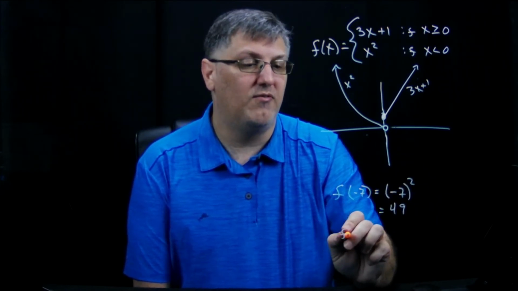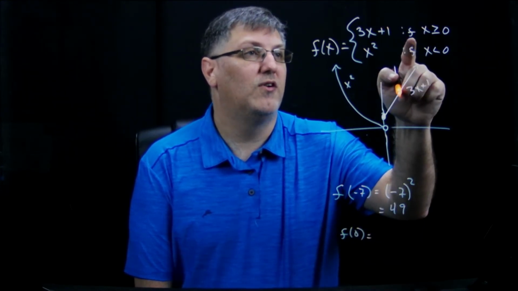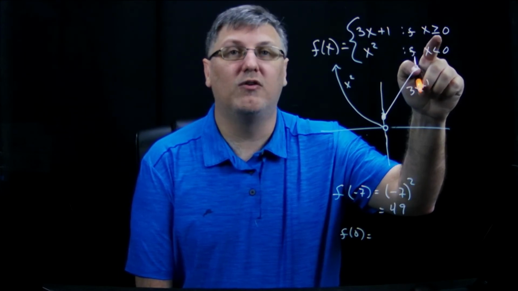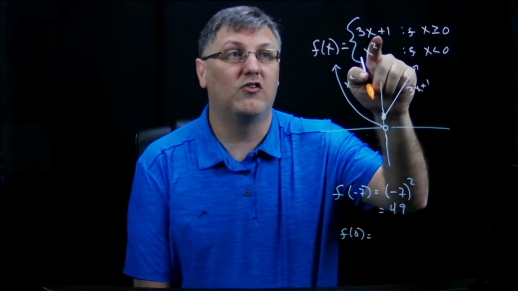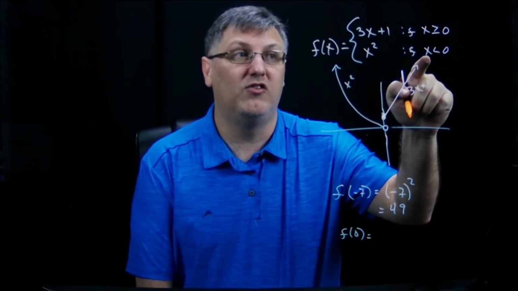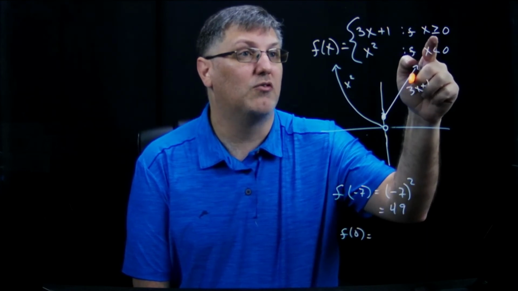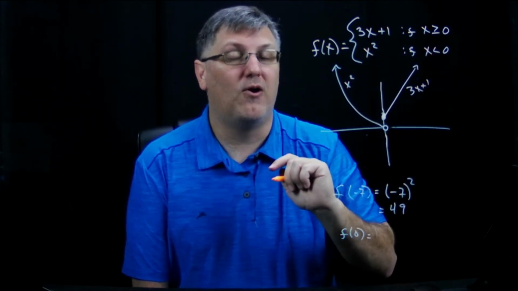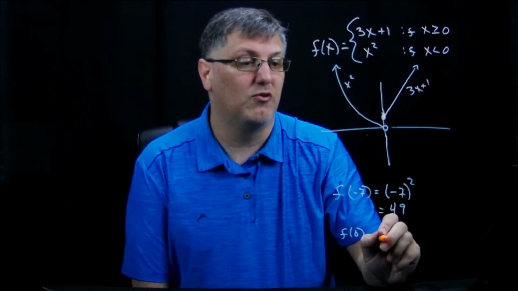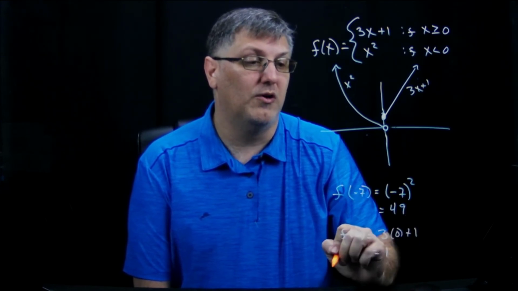So if I do f of 0, I'm going to come over and look. If 0 is greater than or equal to 0, that's true. So I'm going to use the top part. I wouldn't use the bottom part because if 0 is less than 0, well, 0 is not less than 0, it's equal to. So we have to use the equal to part. So we're going to use the top part of the piecewise function to evaluate. So we're going to do 3 times 0 plus 1, which just gives me 1.